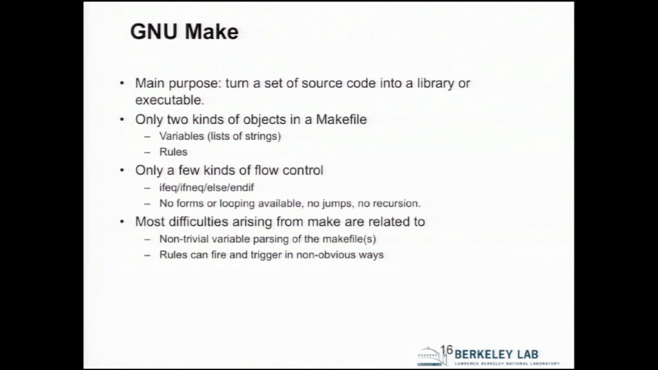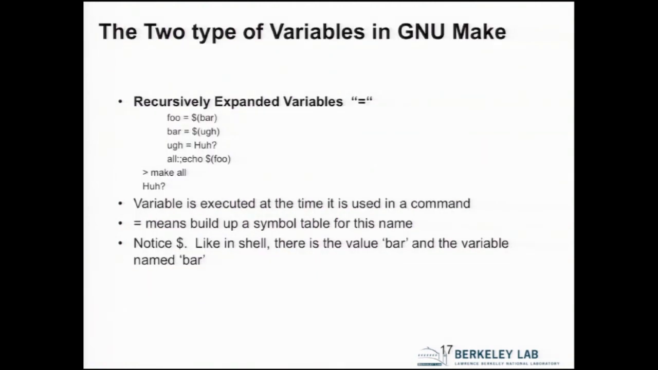Most of the time, what causes people trouble is the non-trivial parsing of the Makefiles, which can be very non-intuitive at times, and rules can fire and trigger in very non-obvious ways. Here is an example of what can happen. When you do this all and you want to echo foo, what's going to happen is the state that is at this point. It doesn't matter what came before. So for example, foo will get a value, bar will get a value ugh, and when you finally run it out, when you do a make call, what you will get is this value huh.